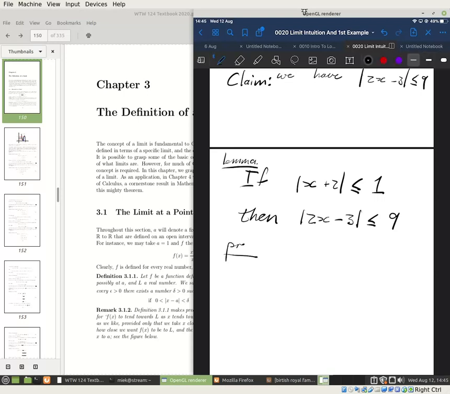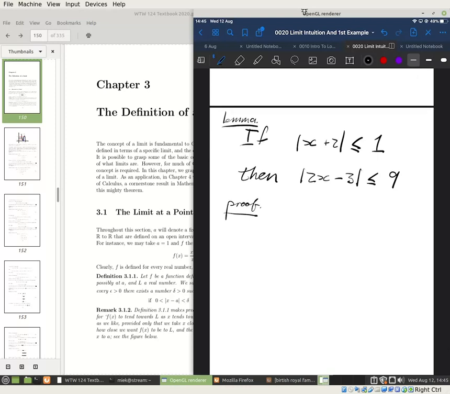Proof. You see we have an implication here. So we will assume the absolute value of x plus 2 is less than or equal to 1. Then, by definition of the absolute value, x plus 2 is less than or equal to 1 and greater than or equal to minus 1. That is just from the definition of the absolute value.